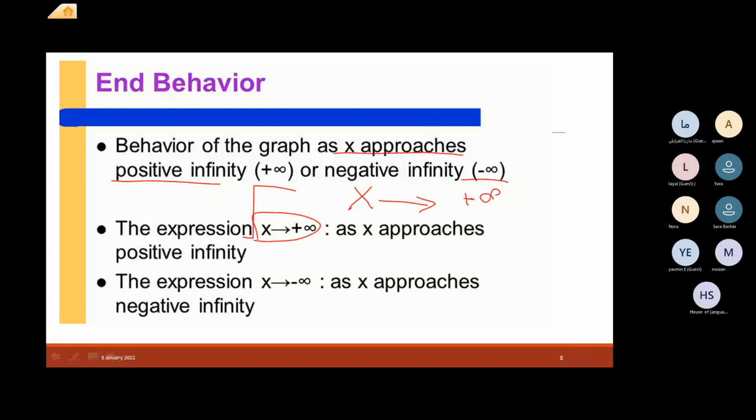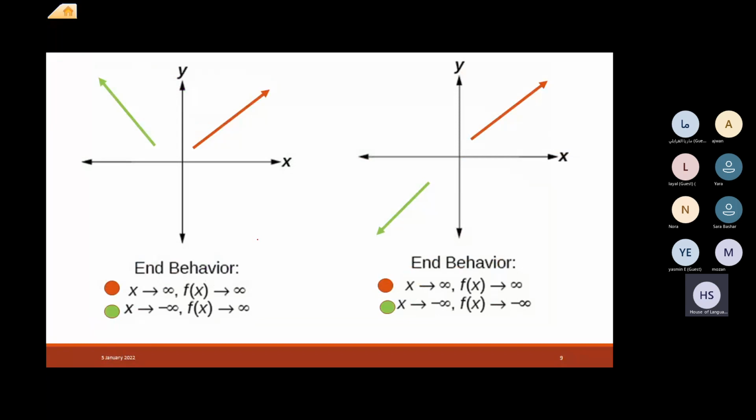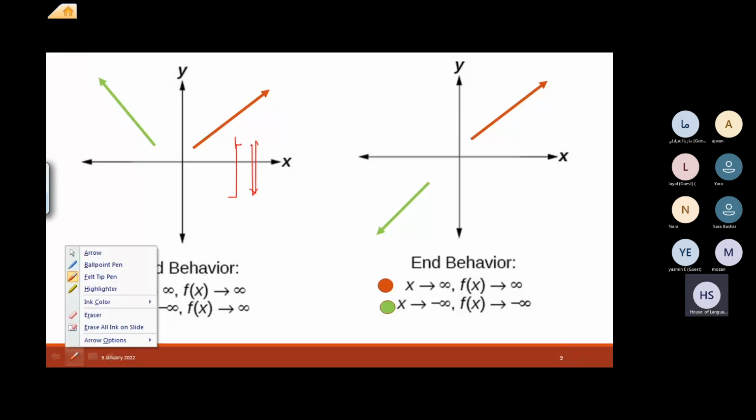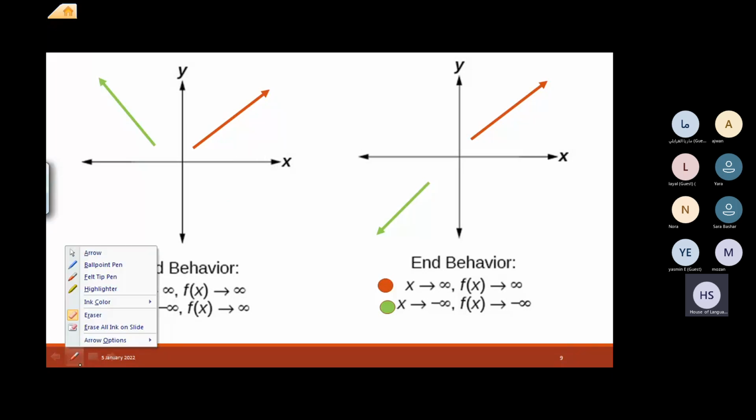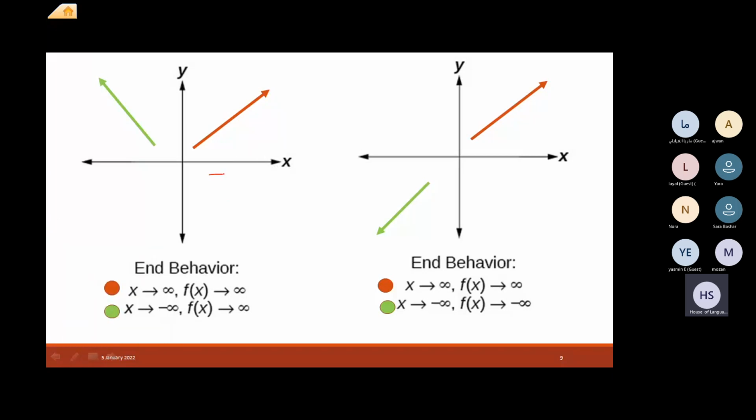Now, all of you stop writing and focus with me here. Look at the red arrow here. The red arrow, is it in the positive x? Yes. You know where the positive x is. Here is the positive x. Here is the negative x.